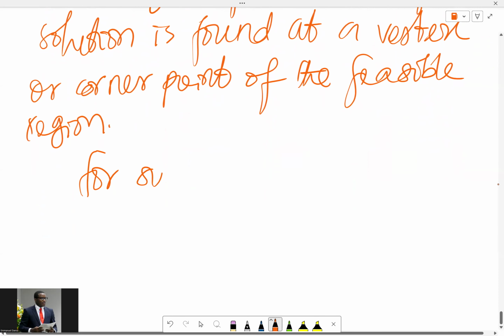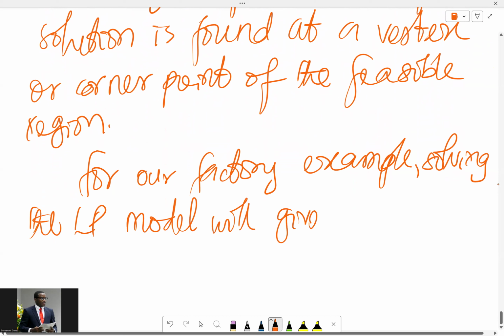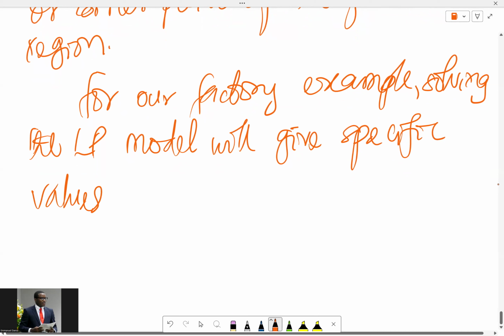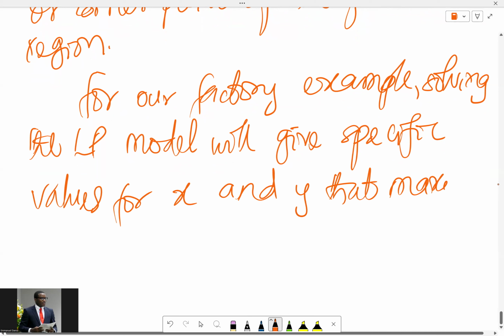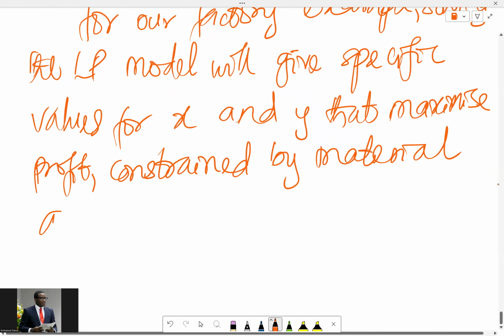So for our factory example, solving the linear programming model will give specific values for X and Y that maximize profit, constrained by material availability.